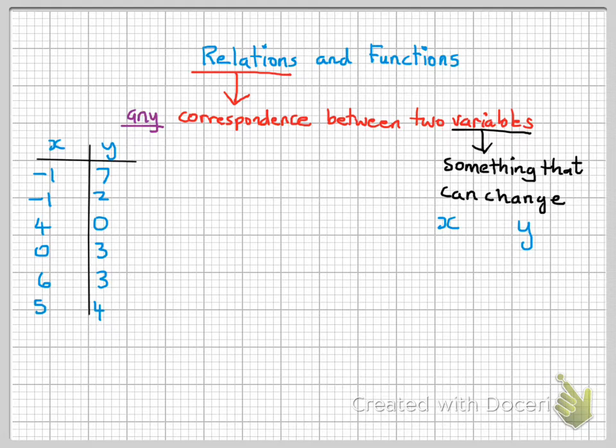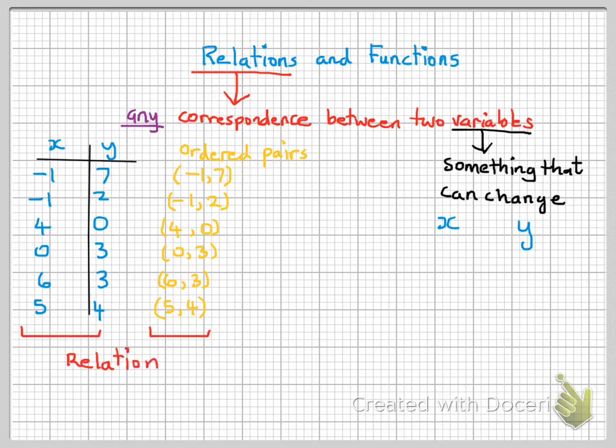4 is related to 0. And 0 is related to 3, so the variable 0 as x is related to the variable 3 as y. The variable 6 is related to 3. And finally, the x variable 5 is related to the y variable 4. This tabular form can also be expressed as ordered pairs, as x, comma, y. Now, this x, comma, y, you can represent as (-1, 7), (-1, 2), (4, 0), (0, 3), (6, 3), (5, 4).